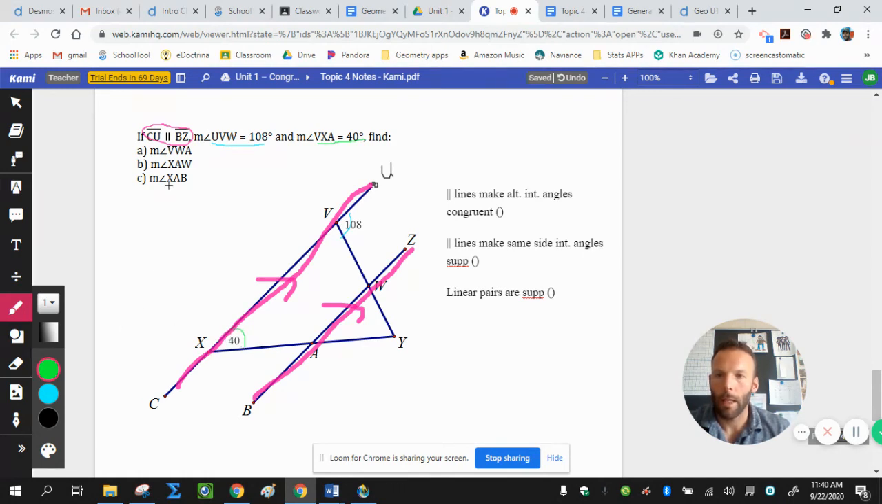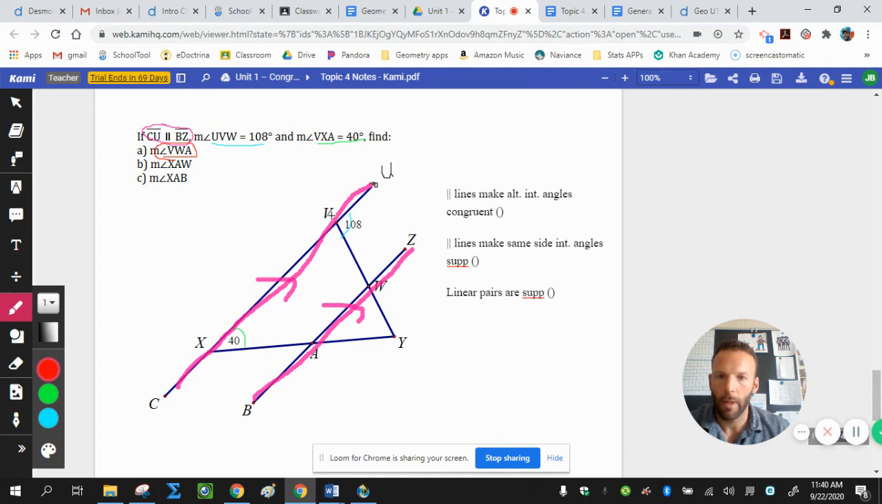Now, as I go through this, I don't generally look at what I'm trying to find in order to do this. I would typically just start looking at the diagram and finding all the angles that I'm missing. But for the sake of having a concise video here, I'm going to look at it like this. Okay, so let me start with this angle VWA.